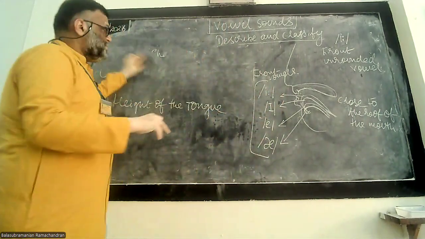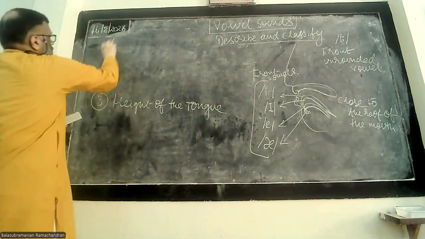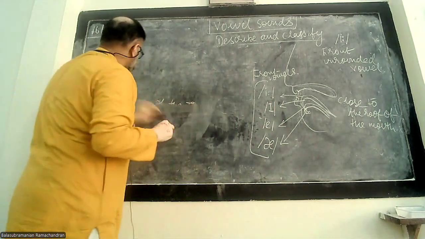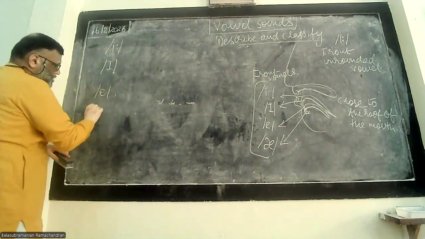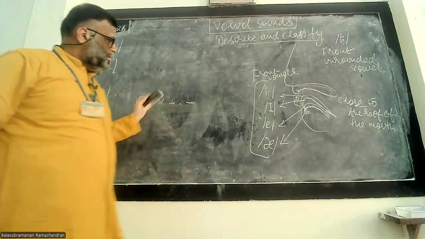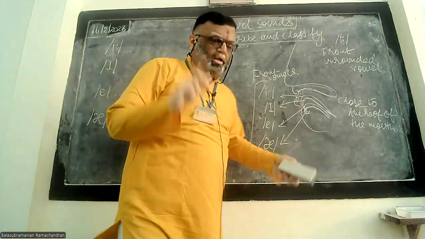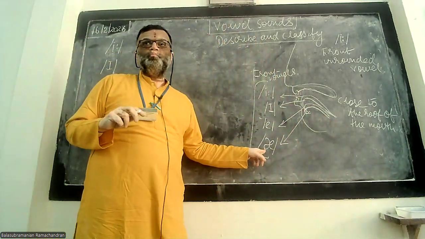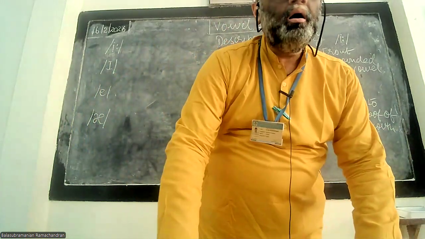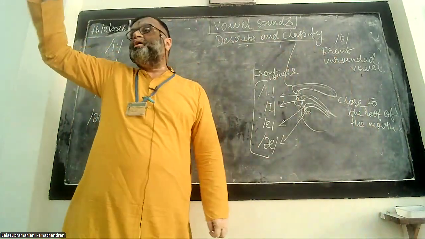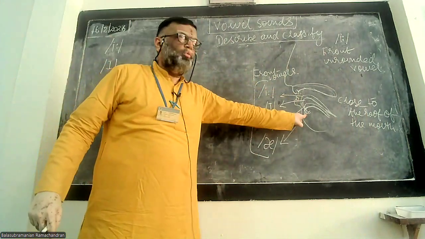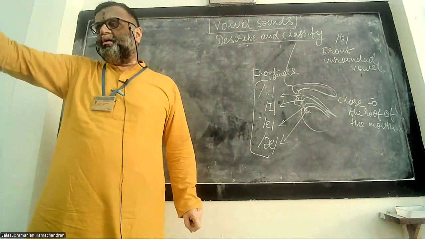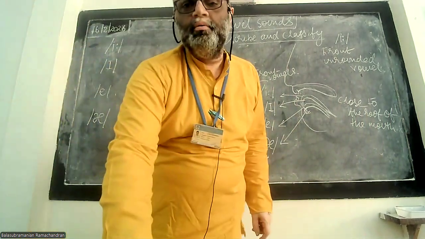Now, based on this close open thing, what will I call that? Based on how many positions of open and close do we get? We get close and we get open. Please understand the question that I'm asking. I know I'm asking a tough question.